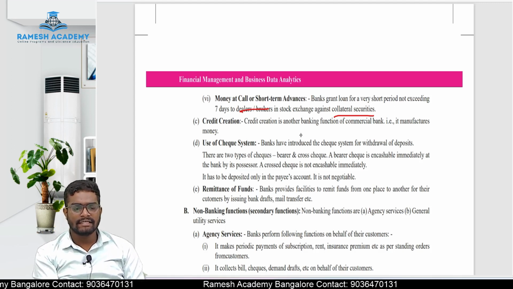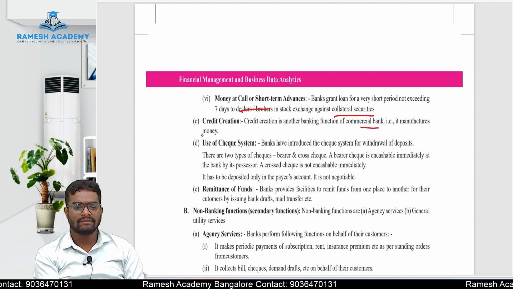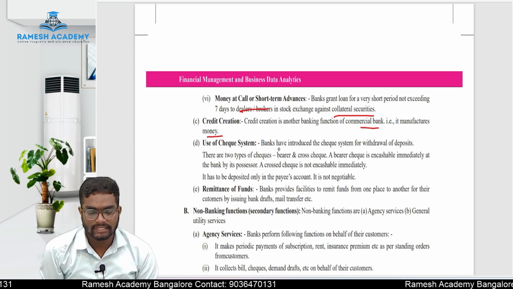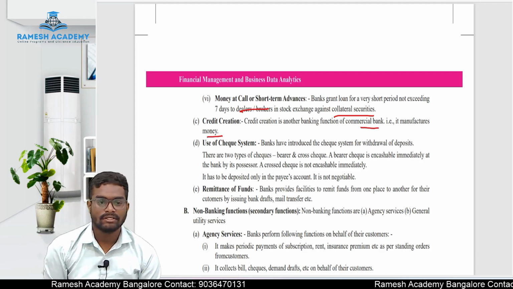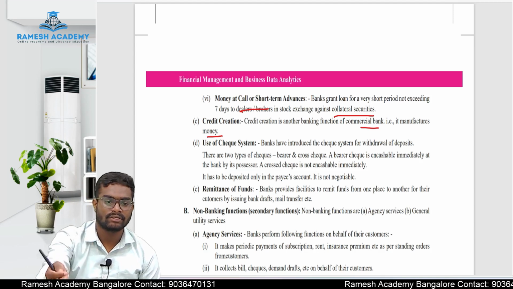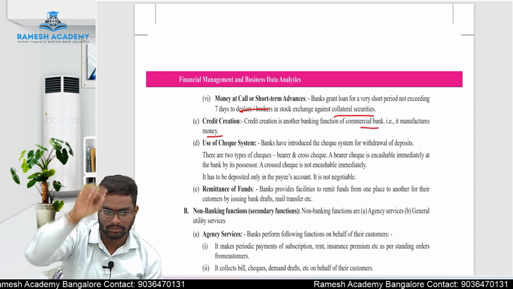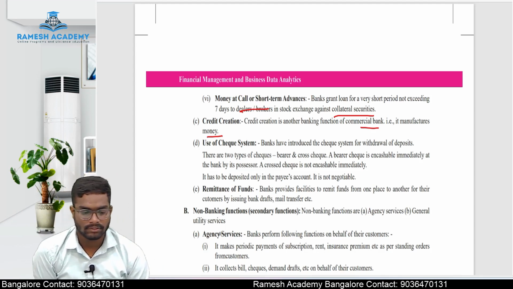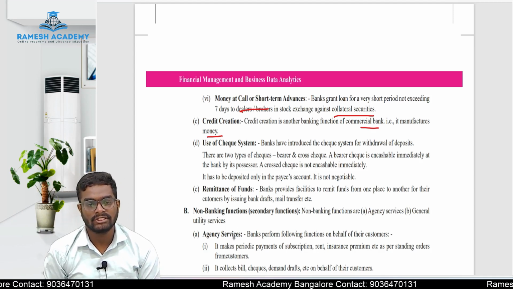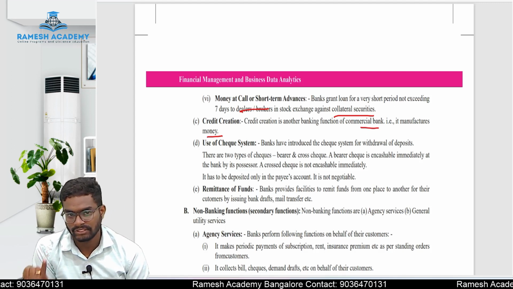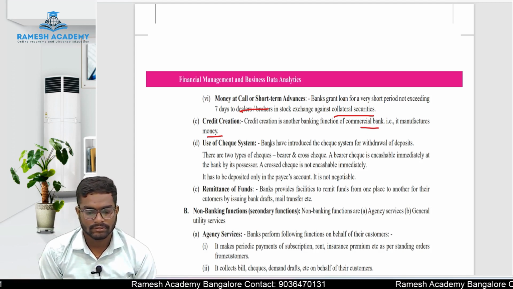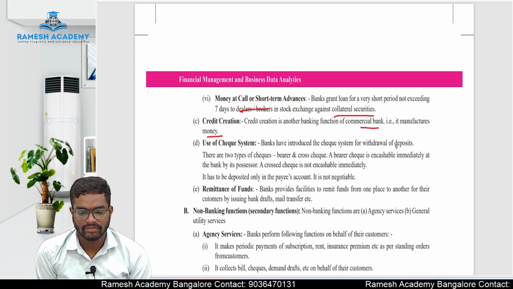Credit creation. Credit creation is another banking function of commercial banks. It manufactures money, which means it will give loans in the open market. Use of cheque system. The cheque system is that you will sign a cheque and give it to some person. If he goes to the bank, he will get the amount. This is also a good innovation in the banking system. Now the usage of cheques has come down because everyone will be using NEFT, RTGS, UPI if it is a smaller amount. Banks have introduced the cheque system for withdrawal of deposits.